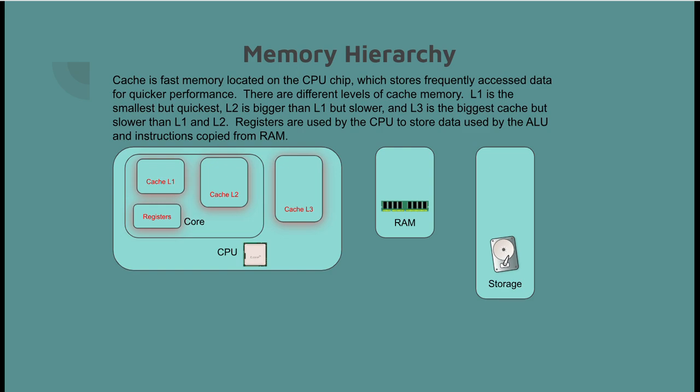Cache is memory that is fast and located on the CPU chip, and it's used to store frequently accessed data, which is going to provide lower latency since it's on the actual CPU chip. And there are different levels, with L1 being the smallest but fastest, and L3 being the larger but slowest. And registers are very similar to the caches in that they're very small and fast, but registers are used by the arithmetic logic unit to store values that it's currently processing.